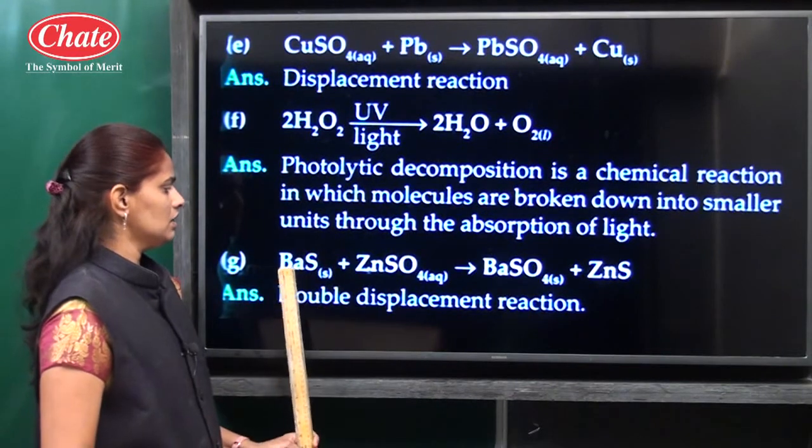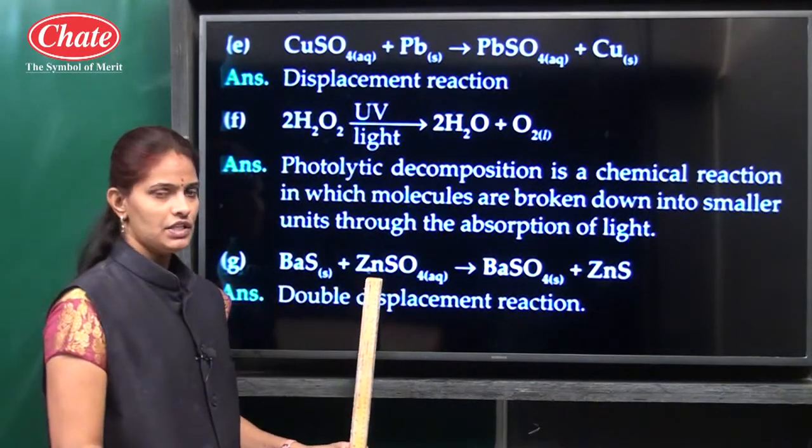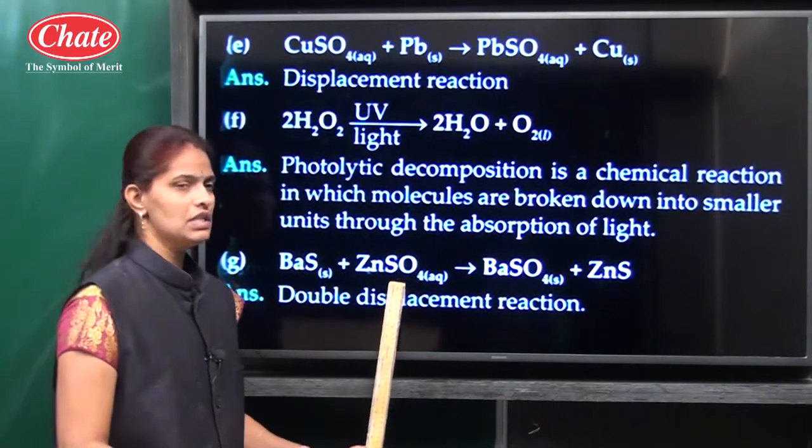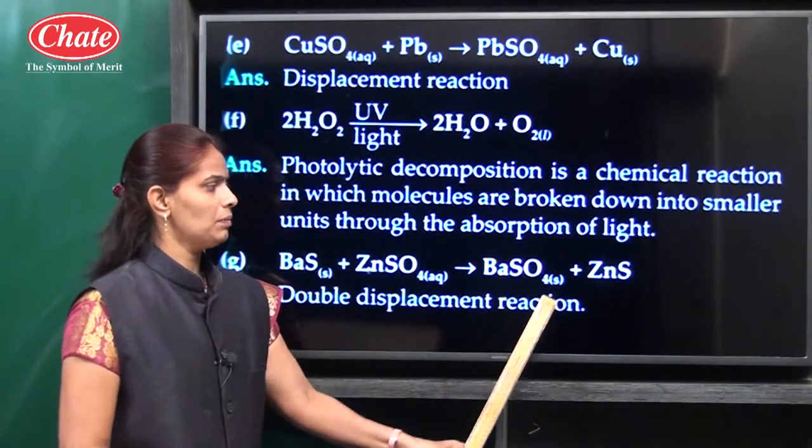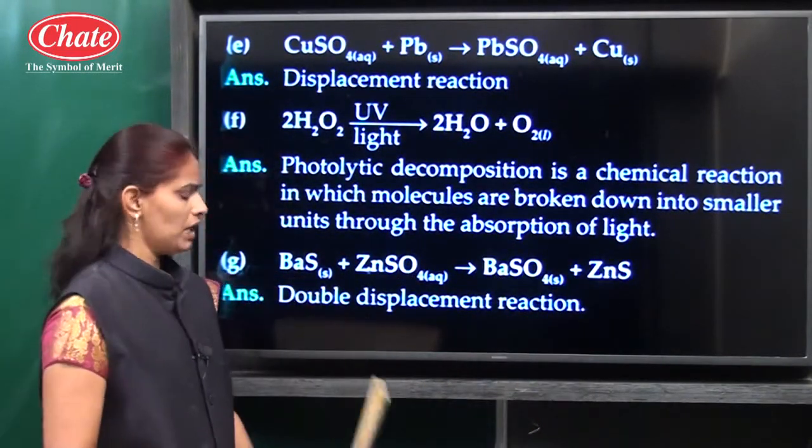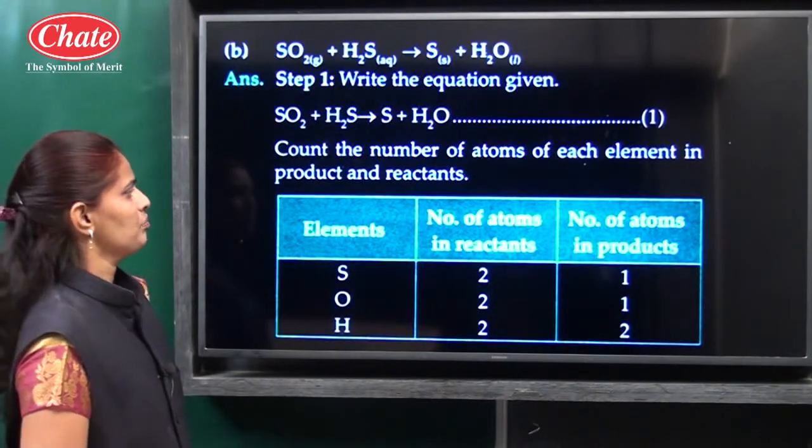See another reaction. BaS reacts with ZnSO4, means barium sulfide reacts with zinc sulfate. It gives barium sulfate along with zinc sulfide. This is a double displacement reaction.